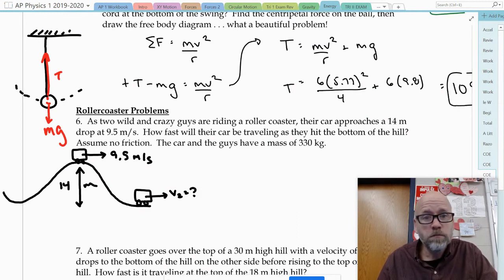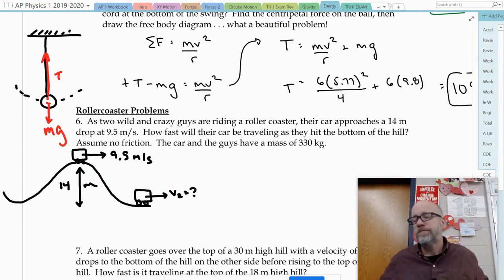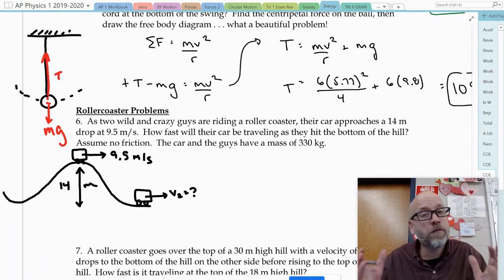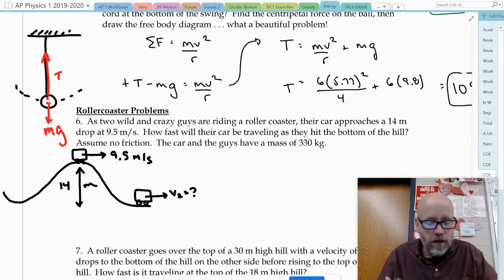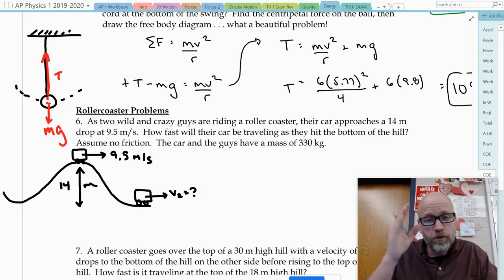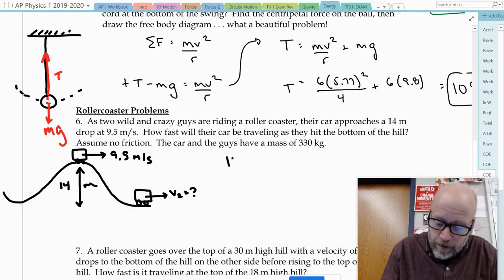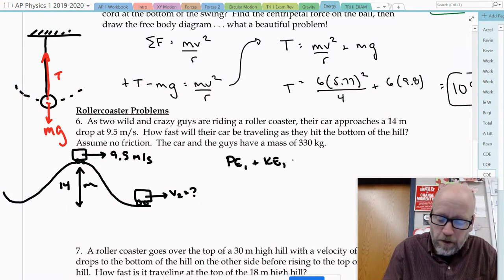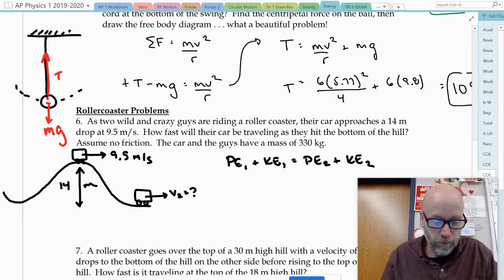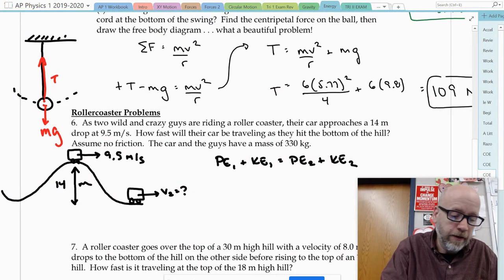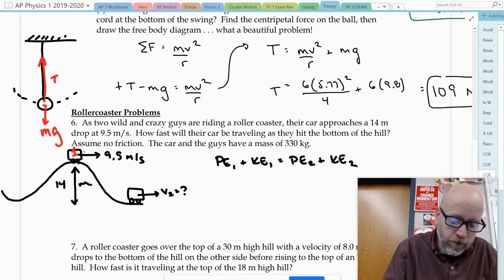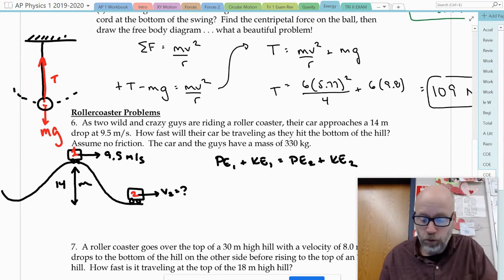Here we go. Conservation of energy. I know in the absence of friction and air resistance and any other forces acting on it, that the total mechanical energy should be conserved. So I can say the potential plus the kinetic at position 1 equals the potential plus the kinetic at position 2. And I did it right there without saying it. I made the top of the first hill position 1 and the bottom 2.